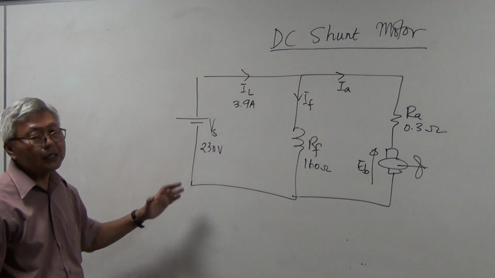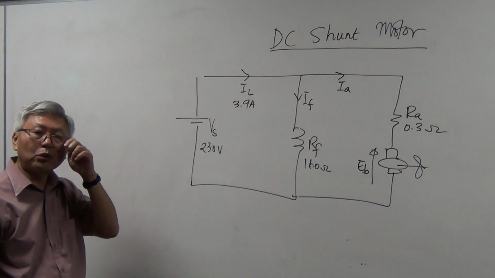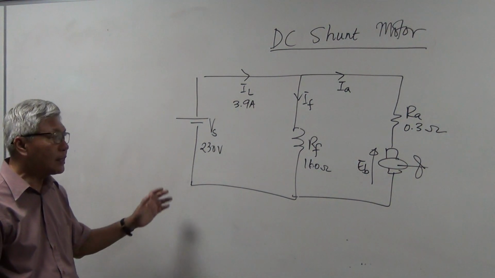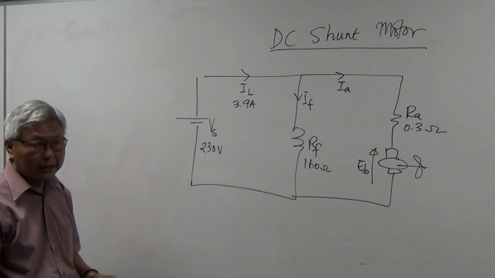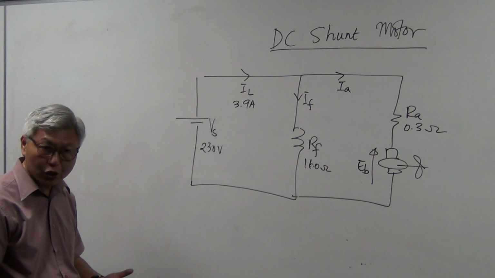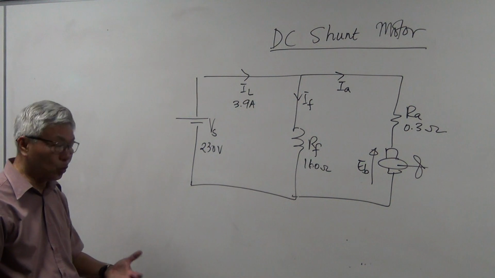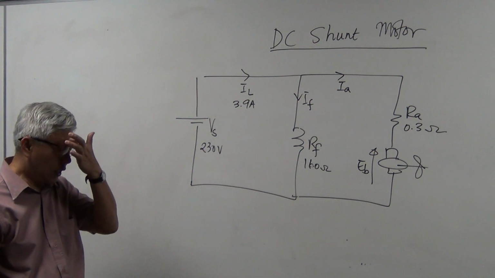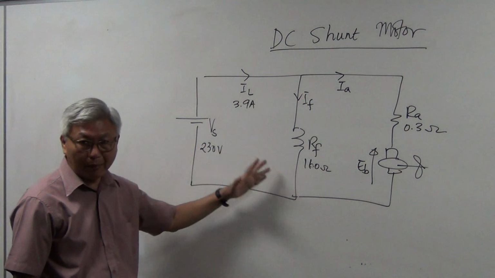Now the characteristics of separately excited DC motor and DC shunt motor are very similar. They are constant speed motors. In other words, the speed doesn't change much. They are quite constant, which is a good characteristic. Okay? Now let's look at the mathematics.